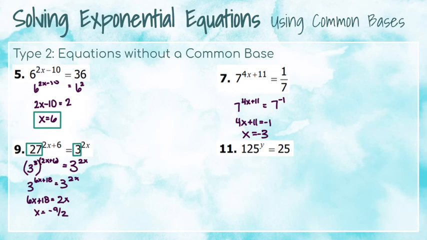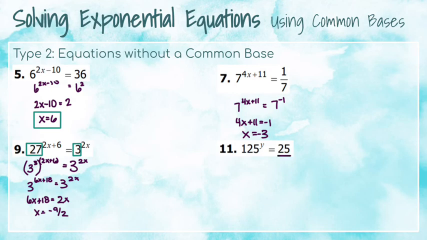25 squared is 625. It's not 125. And the square root of 125 is not an even square. So we need to find some other root in common.